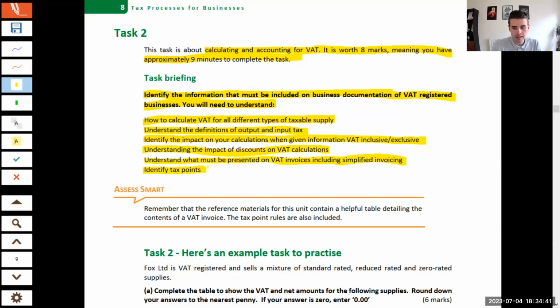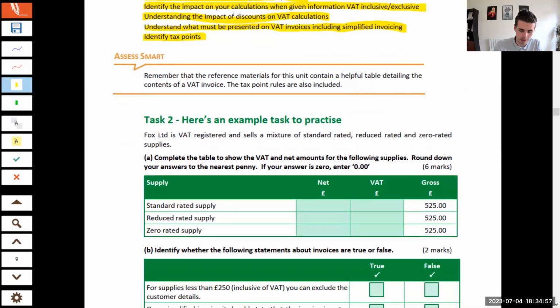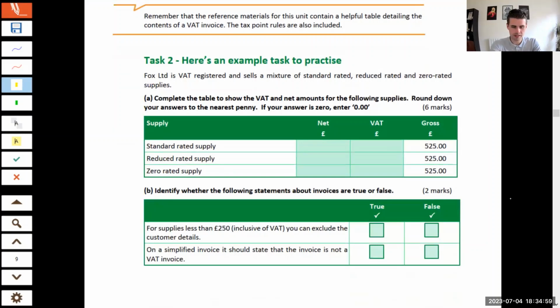Now, a couple of things that you can be asked. Again, you might be given the net amount and you have to gross up. You might be given the gross amount and you have to split it into the net and VAT amounts respectively, okay? Let's have a look at what's on here. And it keeps saying, assess smart. Remember about the reference material. You're going to be reciting it in your sleep at this point. Again, our task 2, it's very marshmallow with this one, to be completely honest.